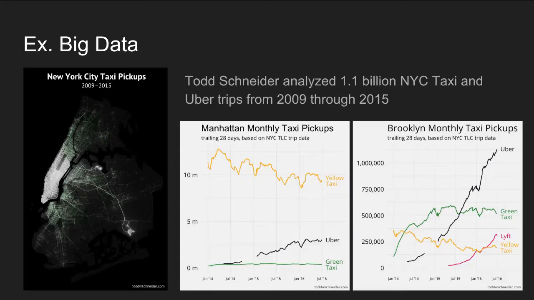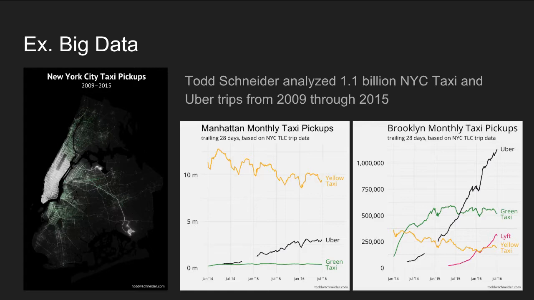An interesting example of using big data for research was an analysis conducted by the computer scientist Todd Schneider, who analyzed the 1.1 billion New York City taxi and Uber trips released by the Taxi and Limousine Commission, placed from 2009 through 2015. This is a big data source because of its size, and also its velocity, in that it's collected in real time, all day, every day for several years.